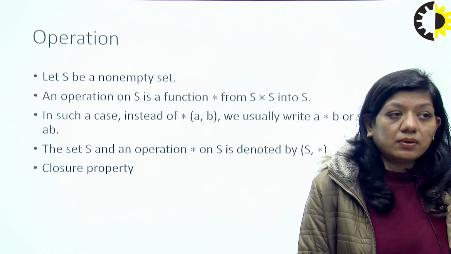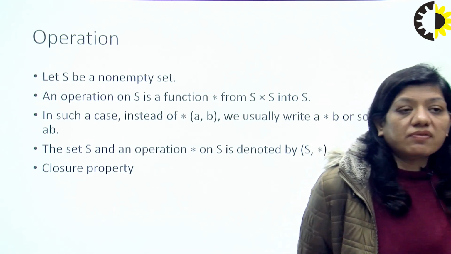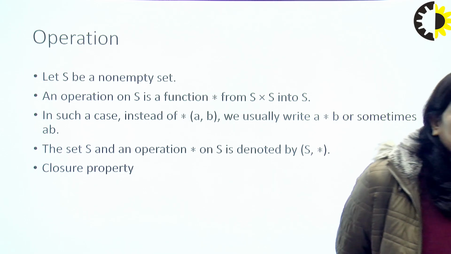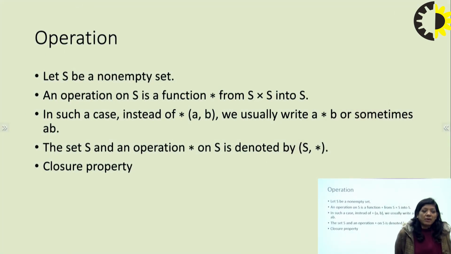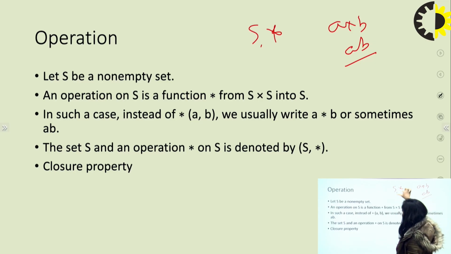Let S be a non-empty set, and an operation on S is a function multiplication from S cross S to S. In such a case, instead of writing multiplication of A and B, we usually write A cross B, or sometimes we can write AB. So the set S and its operation of multiplication is denoted by the set with multiplication.